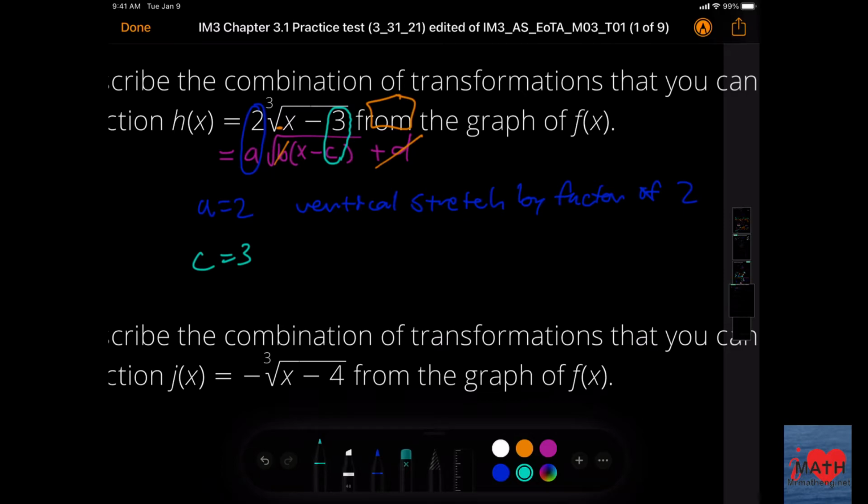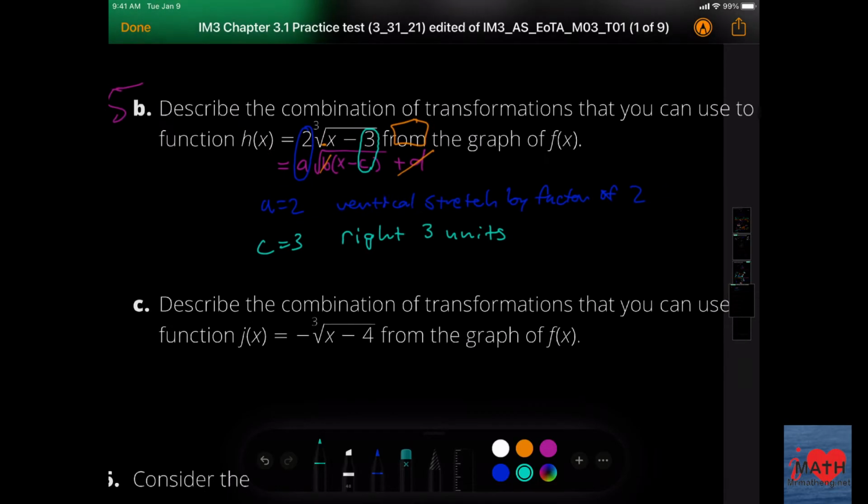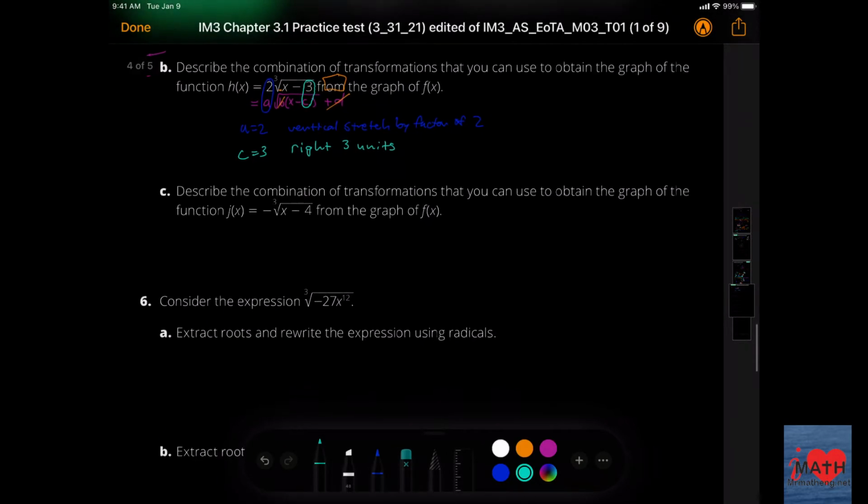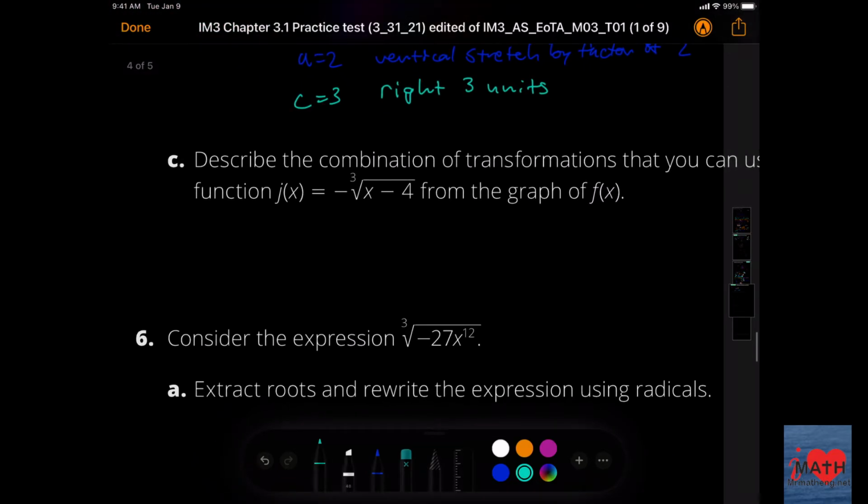And remember the silly phrase from the last problem, are you adding x, are you going left? No, you're going right. So this would be right 3 units. Okay? And last one, describe the transformations that you can obtain by the graph of this. Do the same thing. Let's write the letters.